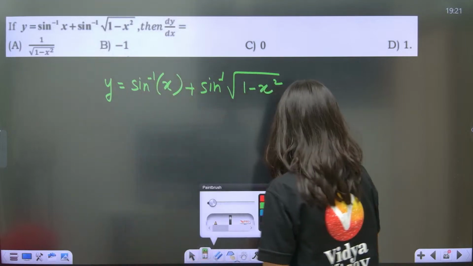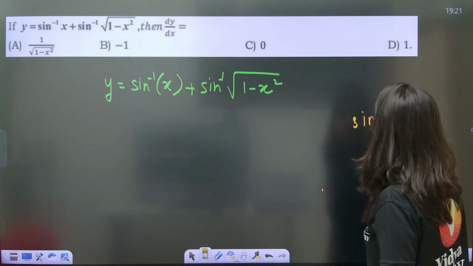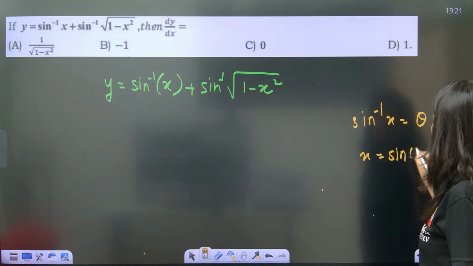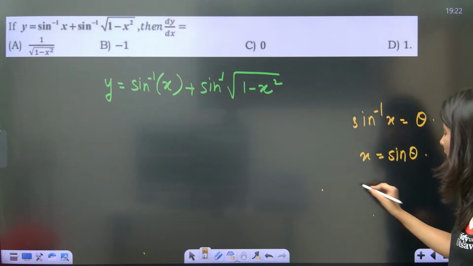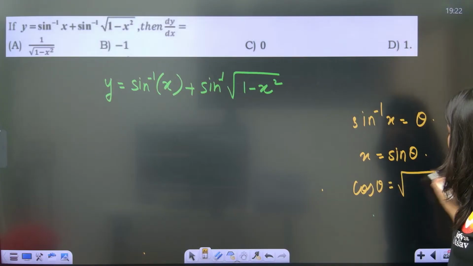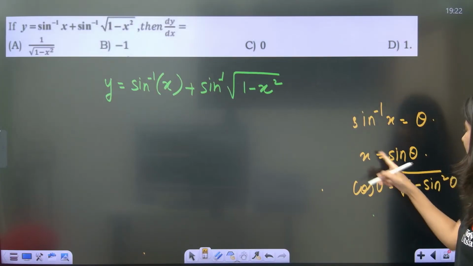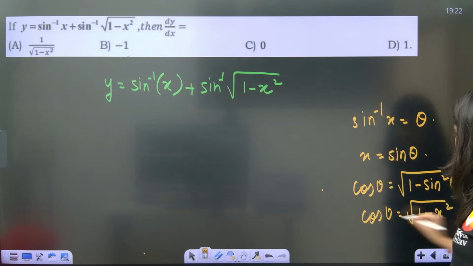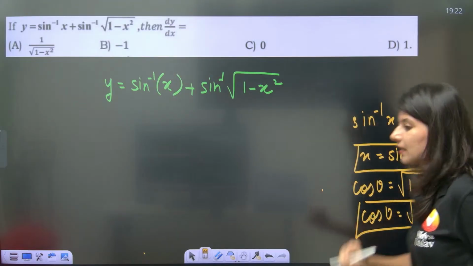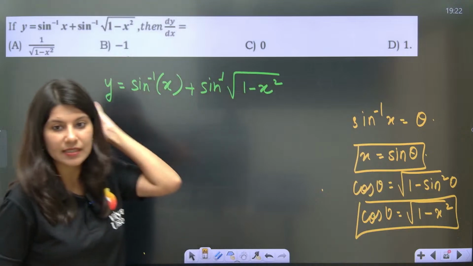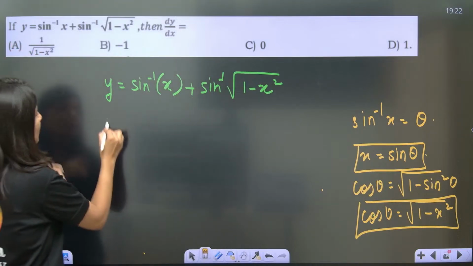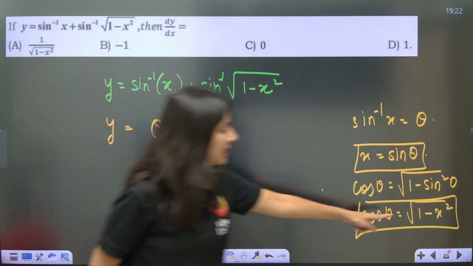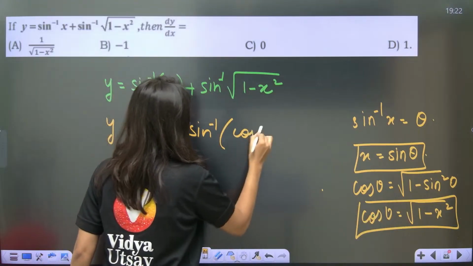So what I'm going to do is, I'm going to put sin inverse x is equals to theta. So x is nothing but sin theta. If x is sin theta, just tell me what is cos theta. So cos theta will be square root of 1 minus sin square theta, correct? And sin theta is x, so cos theta overall will become what? Square root of 1 minus x square. So cos theta is this, sin theta is this, correct? Now y is equals to sin inverse x, which is theta, plus this is what? Sin inverse. Now square root of 1 minus x square is cos theta. So sin inverse cos theta, okay?